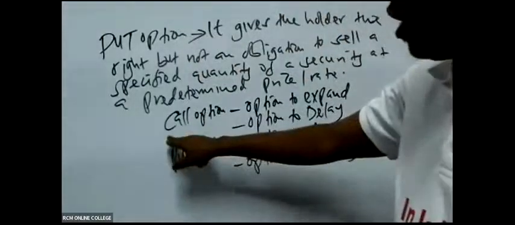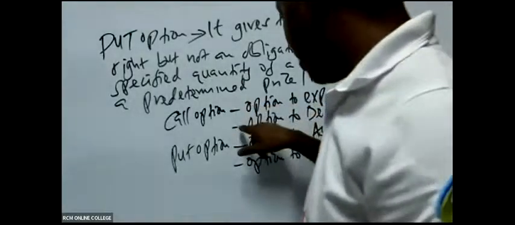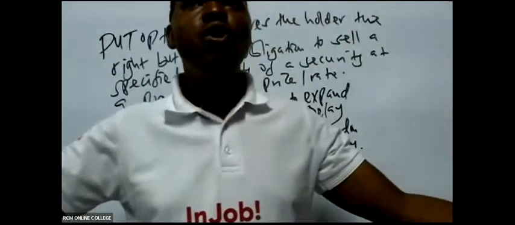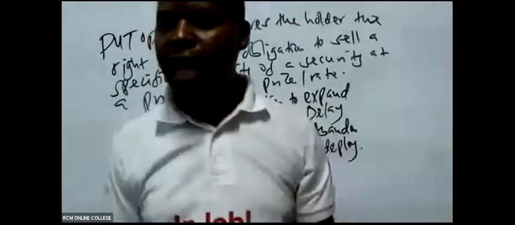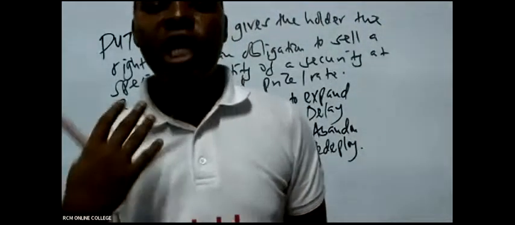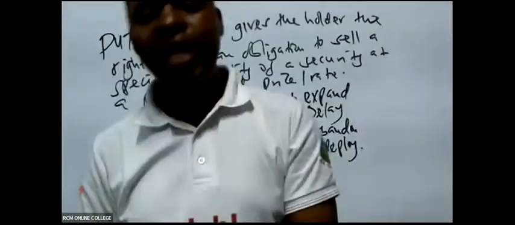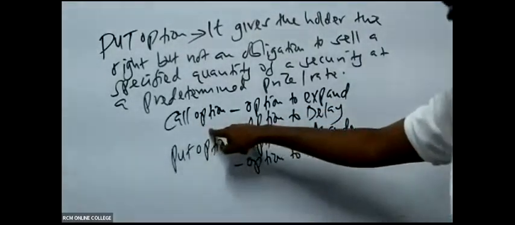So listen here. When it's a call option, we know it has two other classifications: option to expand, so as an investor, you have an option to expand that project. The option to delay: maybe the conditions are not favorable, so you are delaying that project. But at the end of the day, you will go ahead and implement that project. So it is still under call option.